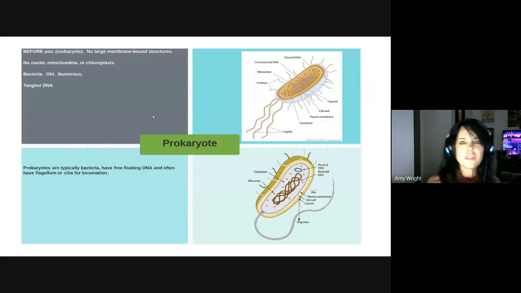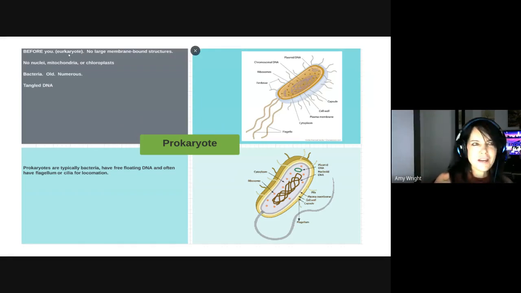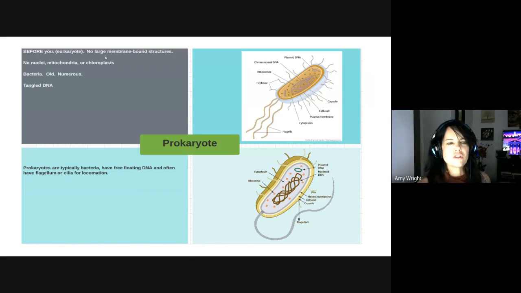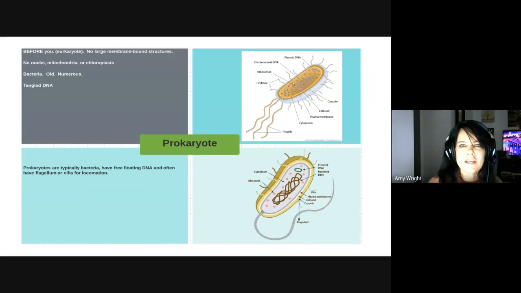So we're going to start with this prokaryote cell, just like we did in my diagram I just did. It's before the eukaryote, and I spelled eukaryote wrong there. There's no large membrane bound structures. What that means is there's no mitochondria and there's no nuclear membrane. It's all just kind of floating around willy-nilly. You can see that right here. Here's your DNA, here's your ribosomes, and they just kind of float around in the plasma here.